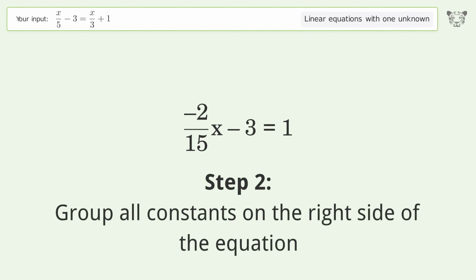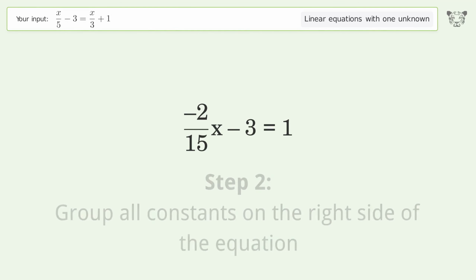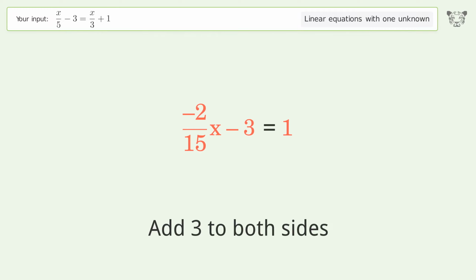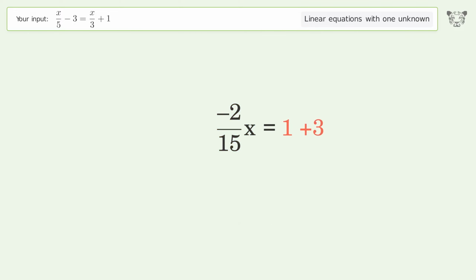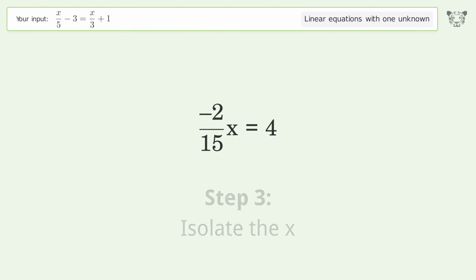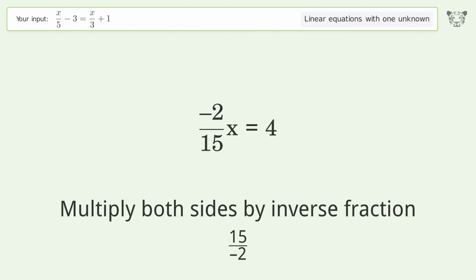Group all constants on the right side of the equation. Add 3 to both sides. Simplify the arithmetic. Isolate the x. Multiply both sides by inverse fraction 15/2.